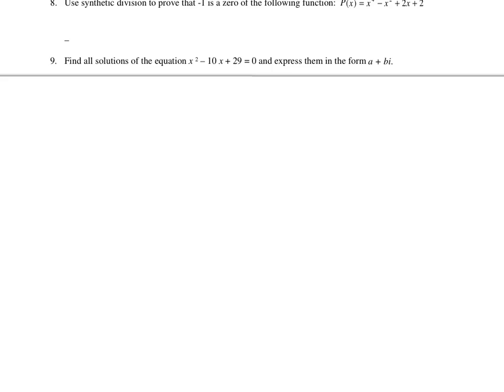All right, next up here, it's asking to find the solutions, express them in a plus bi form. So this is just asking for some quadratic formula. So I'm going to let you guys try that one on your own.